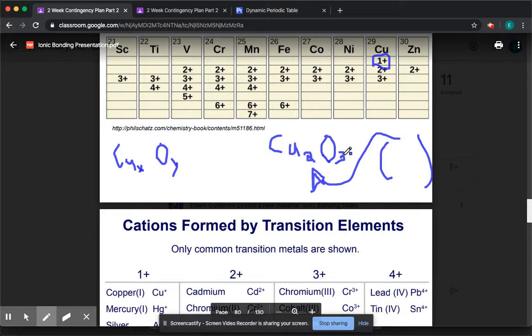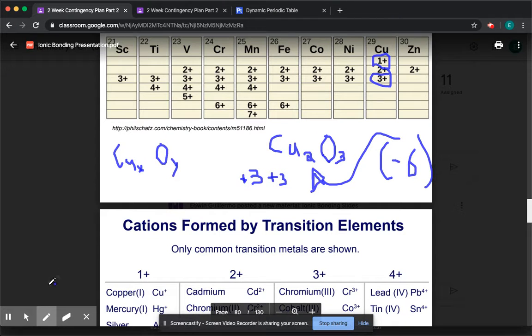So let's do the same thing we just did. Oxygen is going to be -2. If oxygen is -2 and we have 3 of them, the total charge is -6. If we divide this -6 by how many copper atoms, you get 3. That means each copper atom has to be plus 3. 3 plus 3 is 6, and then 6 minus 6 gives you 0. So for this formula, this has to be positive 3.